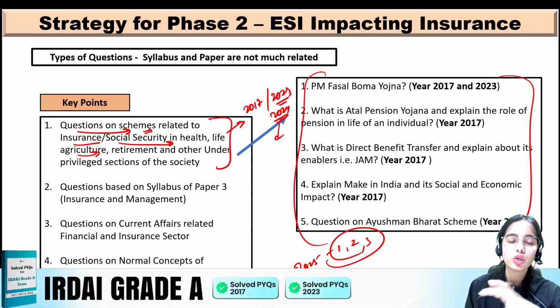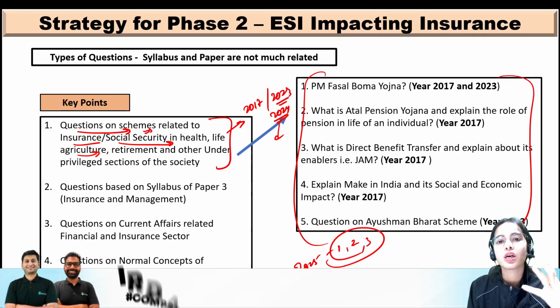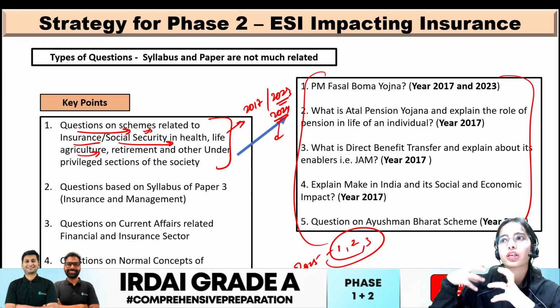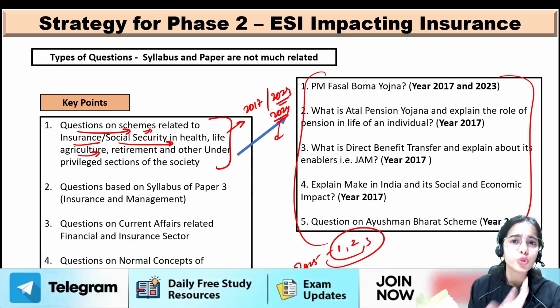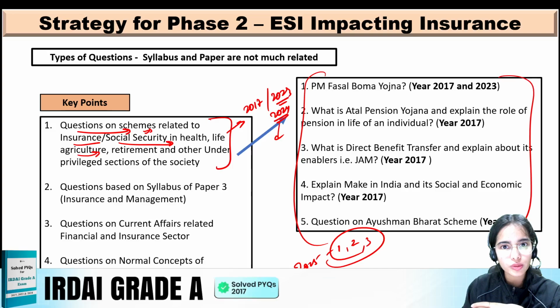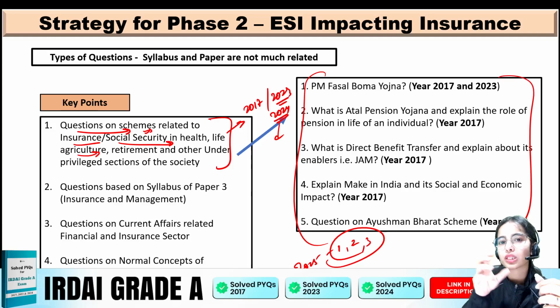So you have to do the schemes related to the insurance sector, you have to do the schemes related to social security, you have to do the schemes that are in news currently that are related to the insurance sector or related to social security. So if you have any course, the course will be providing you those schemes that are important from the examination point of view, or you can just focus on the schemes that are related to insurance or social security.